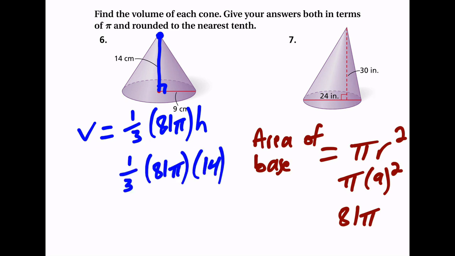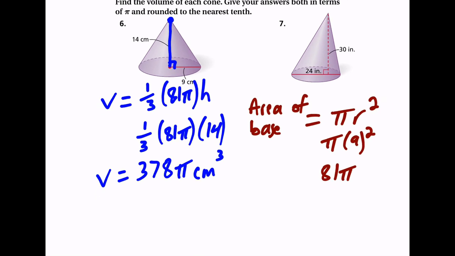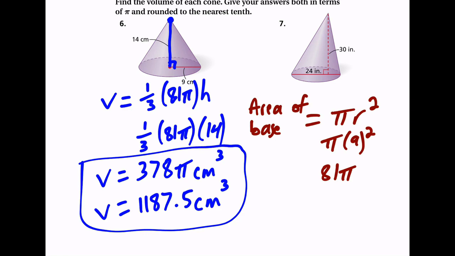So then we just multiply straight across, and we have 2 answers. One, we leave in terms of pi. That's 378 pi centimeters cubed for the volume. Or we can multiply it by pi and round to the nearest tenth. So these are our 2 possible answers.